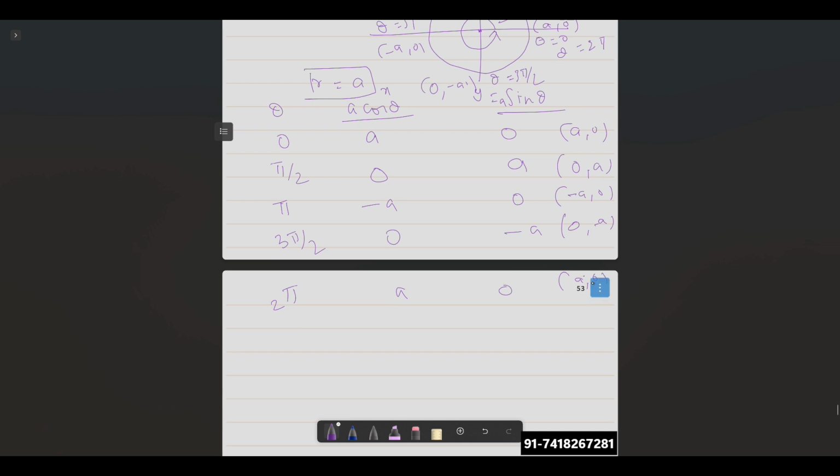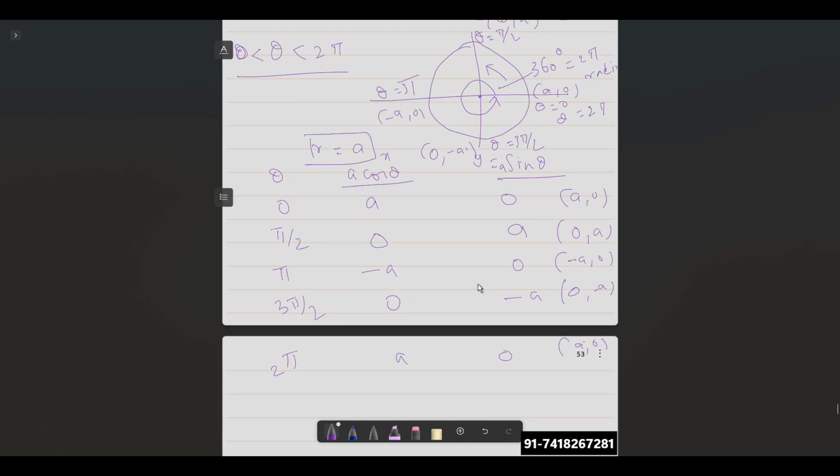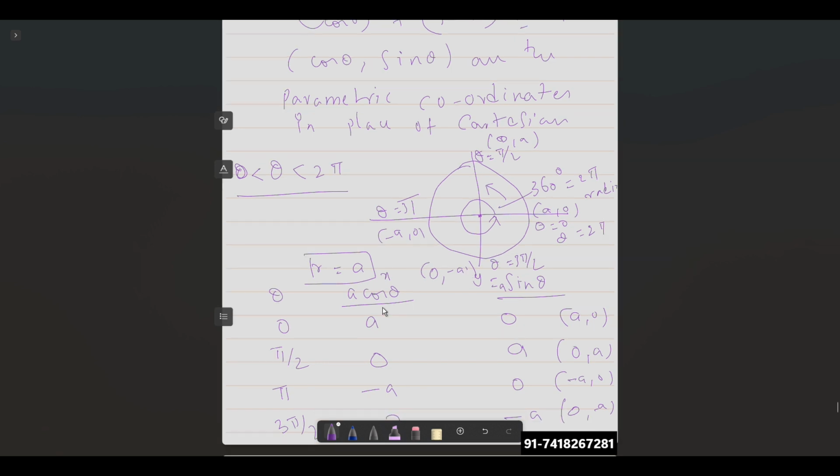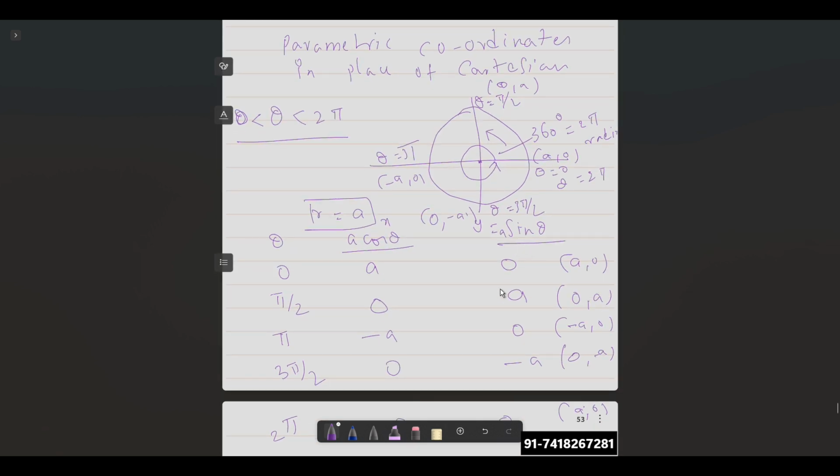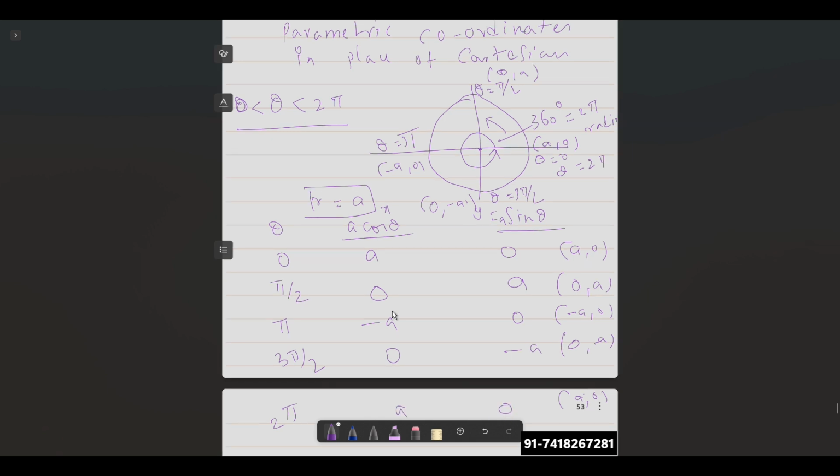So the point we need to note down is that when x is equal to a cos theta and y is equal to a sin theta, the points will vary accordingly in the anticlockwise direction. This is 0, this is pi by 2, 3 pi by 2, and this is the way the points will connect together in the anticlockwise direction.